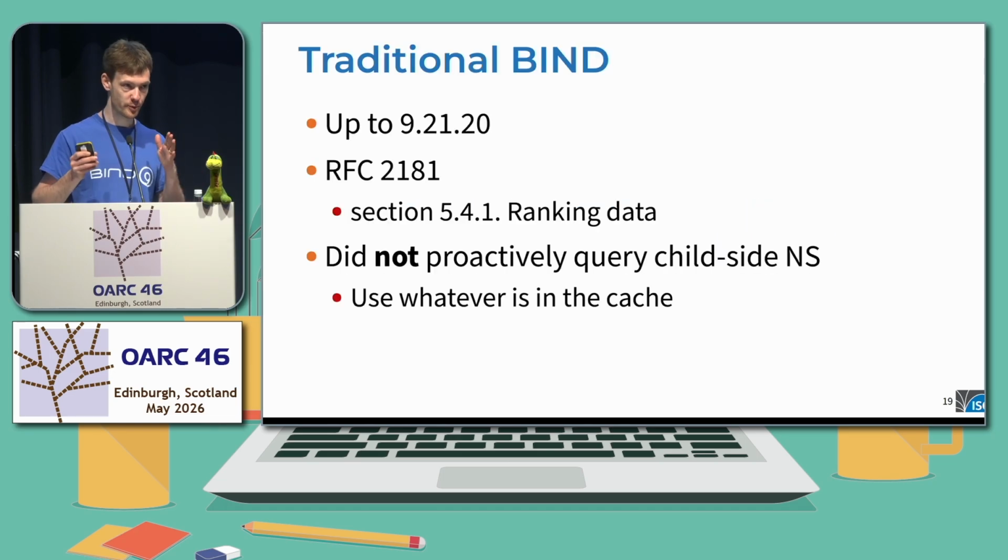Just for comparison, the traditional BIND was, I perhaps incorrectly say, child-centric, but we just followed RFC 2181, which basically says, if you see the child record, you replace the parent record with it, and from that point on, you use the child version. That's what BIND was using. It didn't proactively query for the child side NS records, but when it happened to have the child side in the cache, it preferred the child over the parent. That's what it was doing historically.